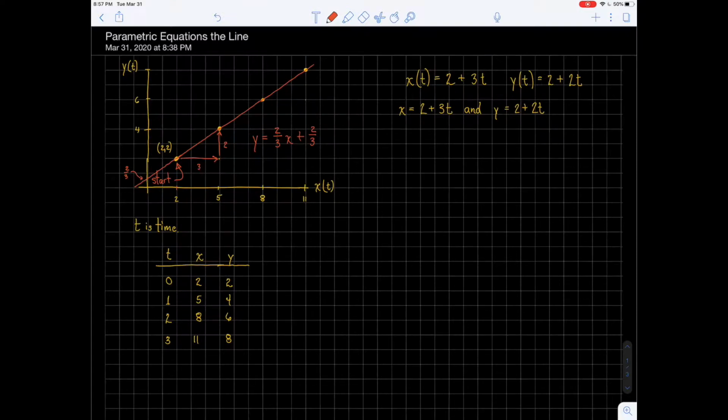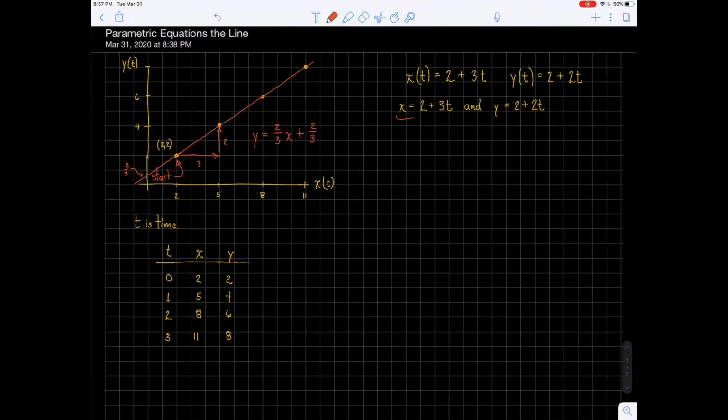So notice that we have it as y equals. So what we want to do is take the x equation, solve it for t, and then substitute that into the y equation. So if we do that, we have x minus 2 equals 3t. Divide both sides by 3, so I have x minus 2, all of that divided by 3, is equal to t. And then we put that up into the y. So I have y equals 2 plus 2 times x minus 2 over 3.